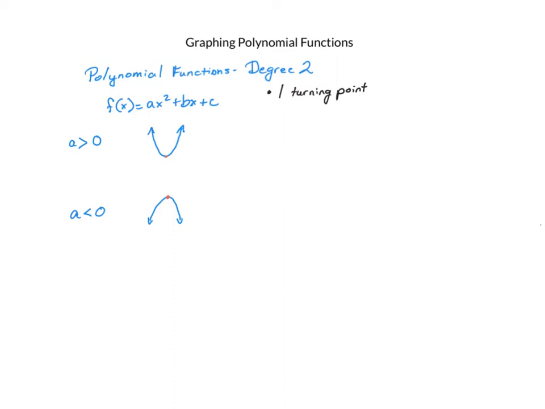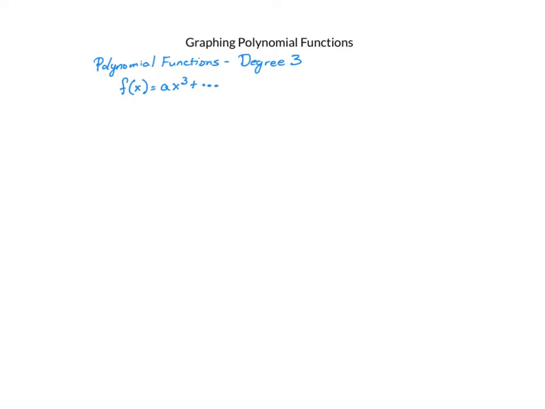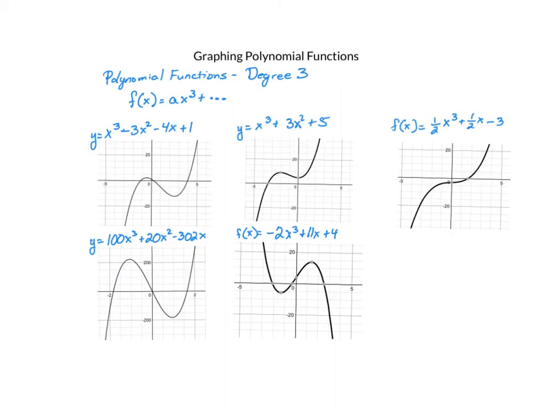Let's continue. I'd like to turn to third degree polynomials. So that means the term of highest degree in the polynomial function is degree 3. So let's look at a few. Here are the graphs of a variety of third degree polynomials. Notice the equations are all a little bit different. This polynomial function right here is missing the linear term. This one's missing the quadratic term. And by missing, I mean the coefficient of that term would be 0.